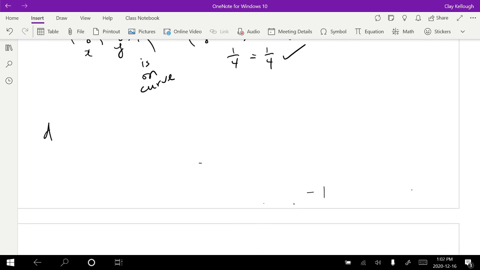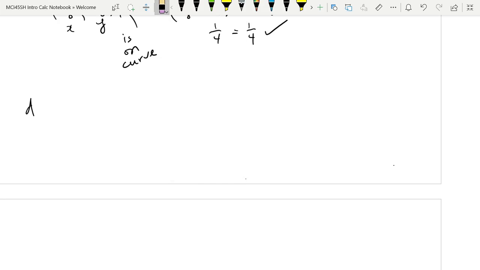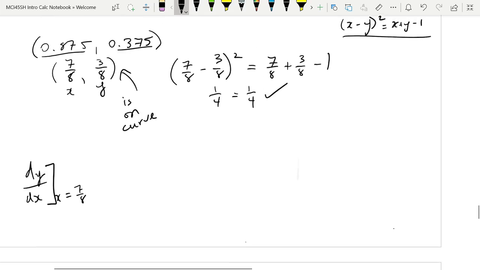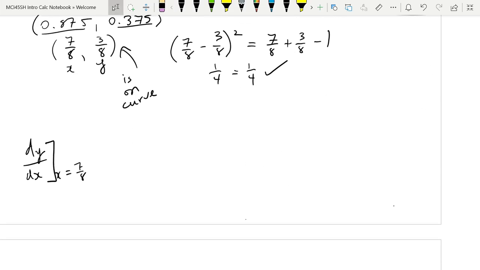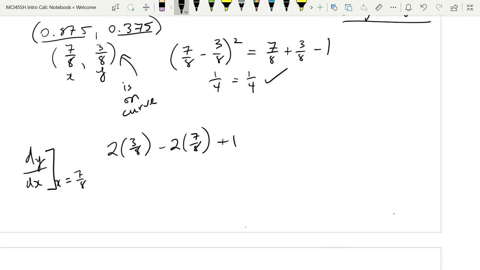Let me clear some room here. Okay, so dy by dx when x is, which one was x again? x was 7/8. Yeah, x was 7/8. So let's go to the formula here. So 2 times y, and y is 3/8, so 2 times 3/8 minus 2 times 7/8. And it's a plus 1 on the top? Yeah, it's plus 1 on the top and minus 1 on the bottom. 2 times 3/8 minus 2 times 7/8.